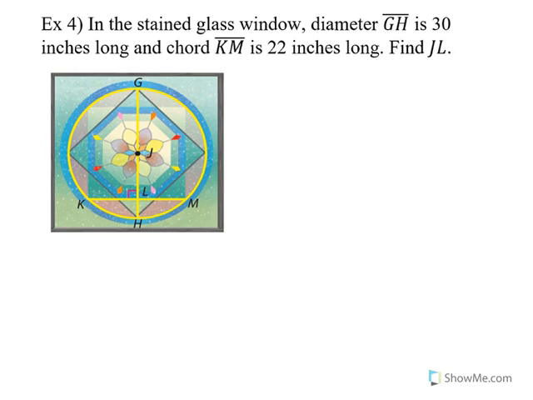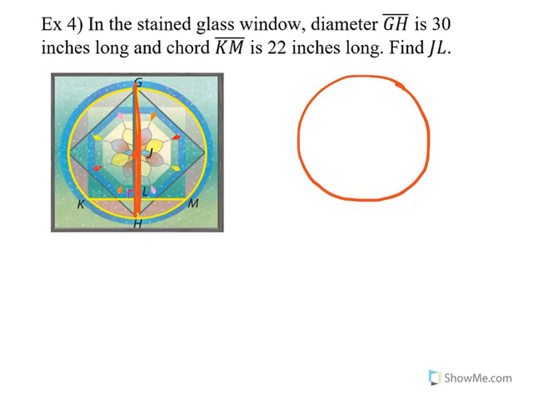Okay, another example. It's kind of a word problem. So example 4 says, in the stained glass window, diameter GH, so we have a diameter, which is GH. We can see it's a diameter, and I'll use a different color so you can see it. We can see it's a diameter because it goes through the center J. It says diameter GH is 30 inches long. So my entire diameter is 30 inches long.